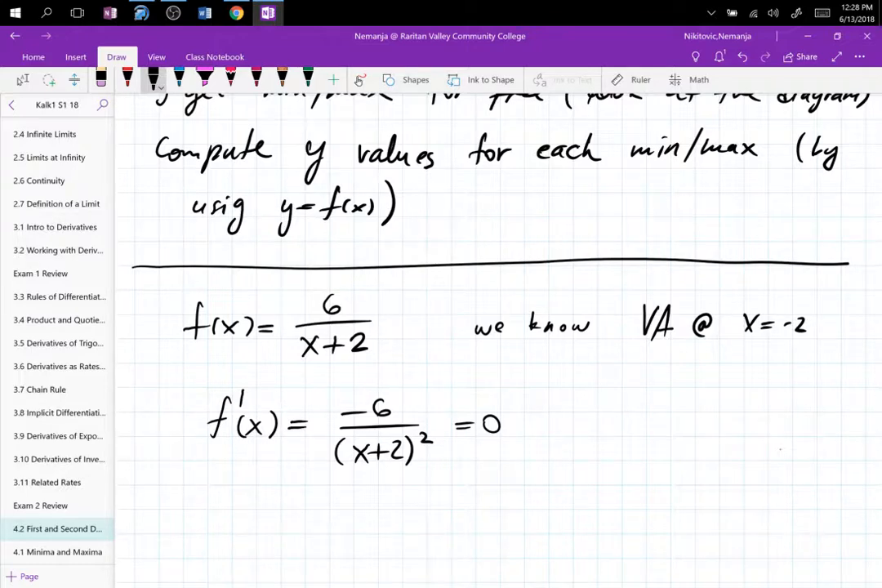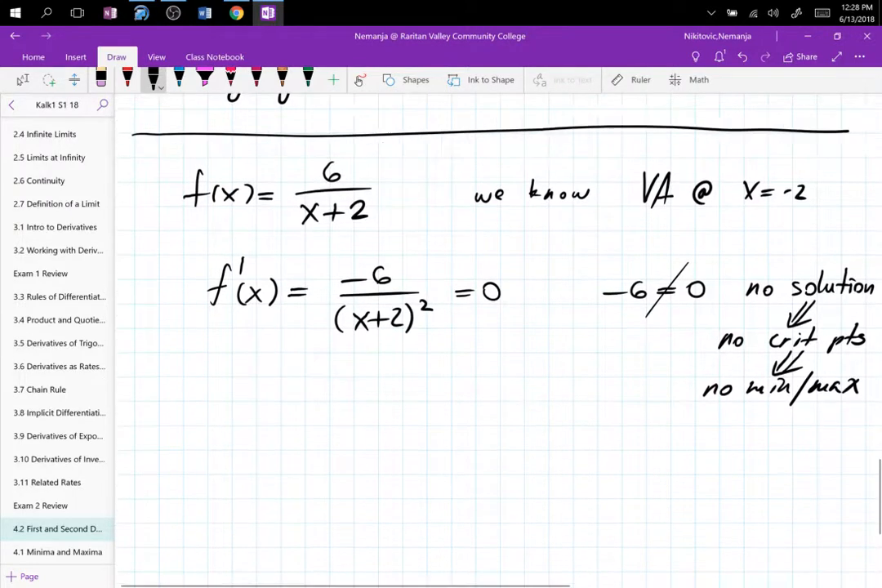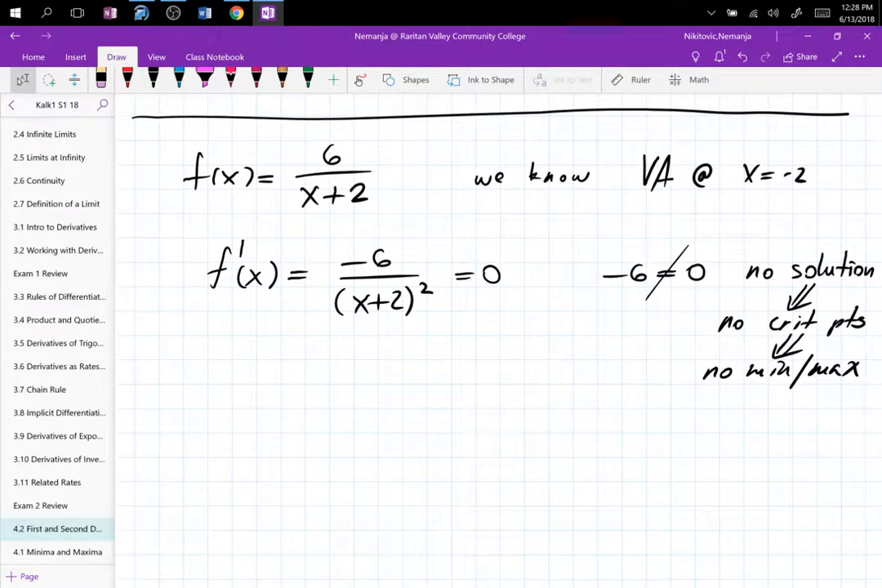Good. Now, you set this equal to 0. When you cross multiply, 0 will kill the denominator and you get negative 6 equal to 0. No solution. That means no critical points, and we also know that means no min-max. Now I ask you for the first derivative test: no critical points. What now?